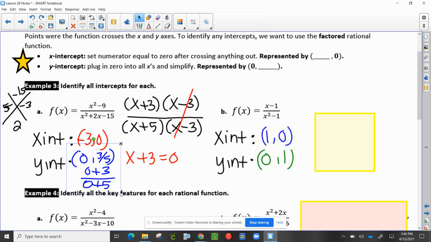Okay, here are the answers. Your x-intercept was at (1, 0). Our y-intercept is at (0, 1). So there's my work for that.